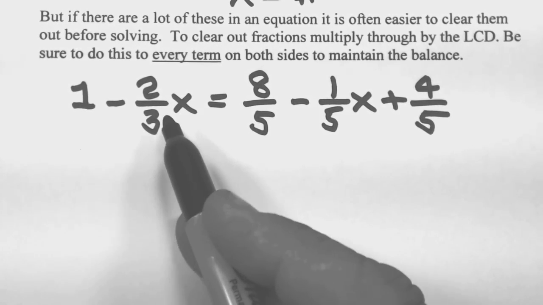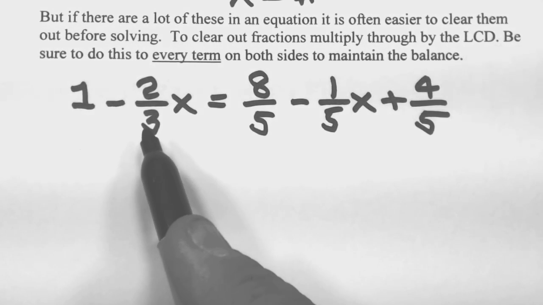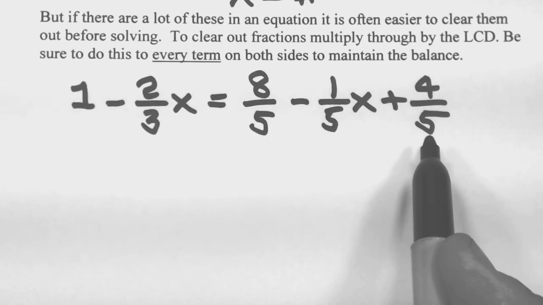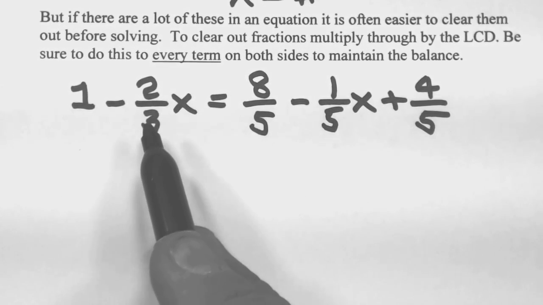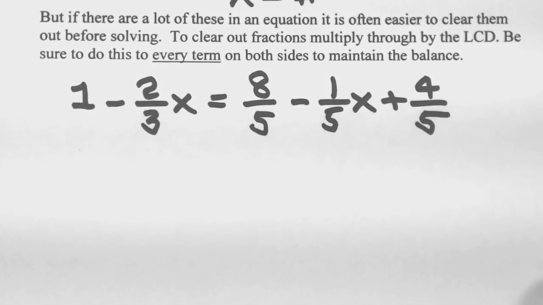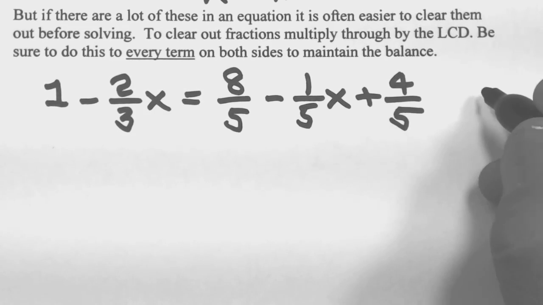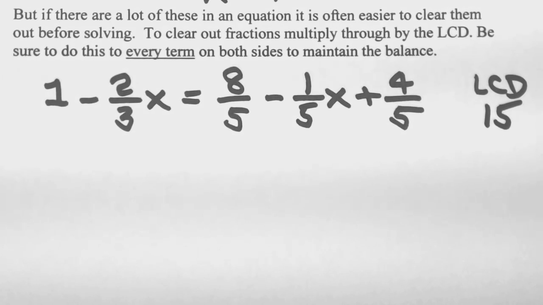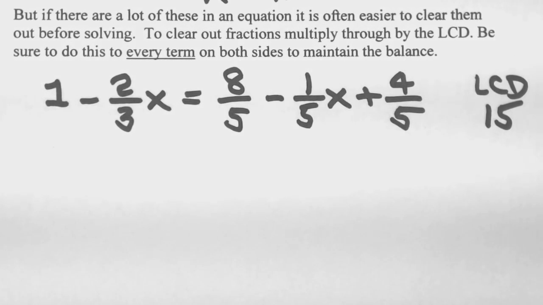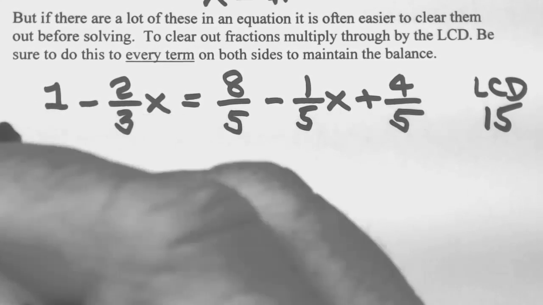So we look at all of the denominators here. The two different denominators we see are thirds, and these over here all happen to be fifths. So what's the LCD between 3 and 5? It happens to be 15. I'll make a little note of that over here on the right: the LCD is 15. Okay, now here's what we have to do. We have to multiply each and every term on both sides by this 15.